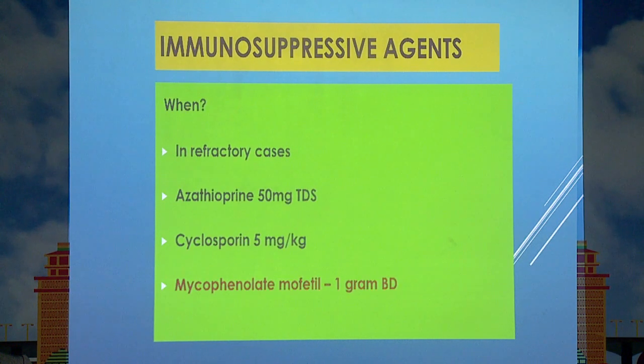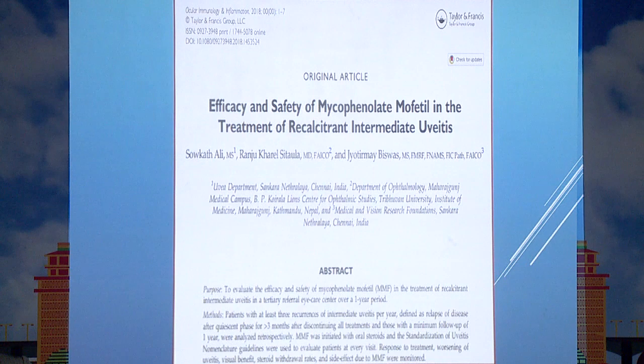When do we use immunosuppressive agents? It is during refractory cases which are not responding to steroids, and we use azathioprine 50 mg 3 times a day or cyclosporin 5 mg per kg. However, mycophenolate mofetil is a very safe drug and can be given 500 mg in a divided dosage. There have been studies which show the efficacy and safety of mycophenolate mofetil in the treatment of recalcitrant intermediate uveitis, proving the same.